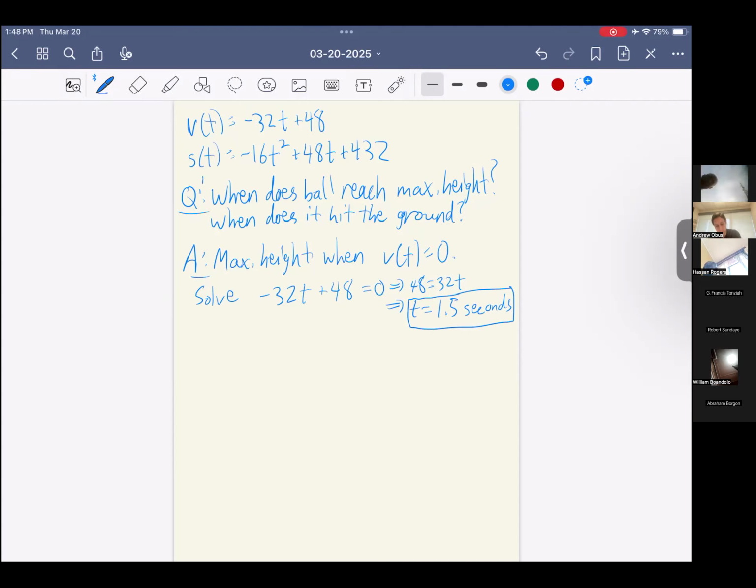So maybe I'll call these question 1 and question 2. So this is answer 1. Is that okay? Question number 1? So maximum height is exactly when the velocity is 0. And then you just solve because we know what the velocity function is.